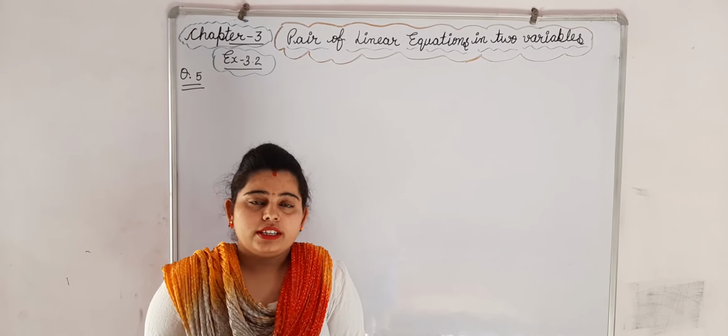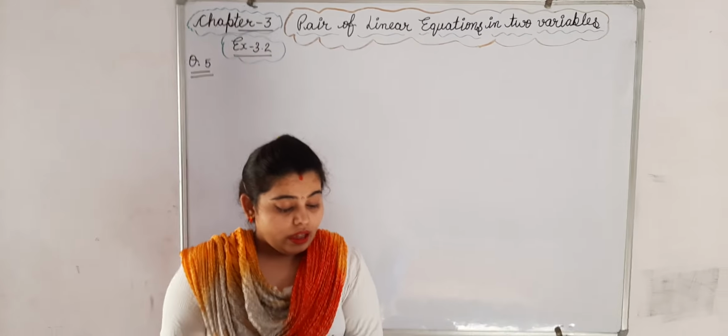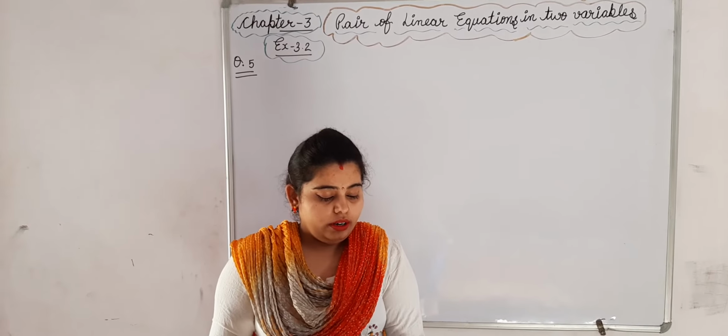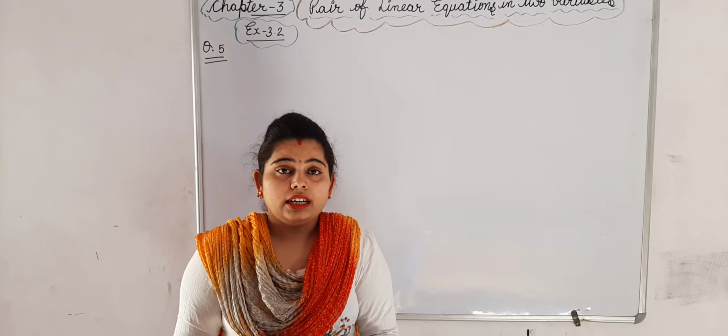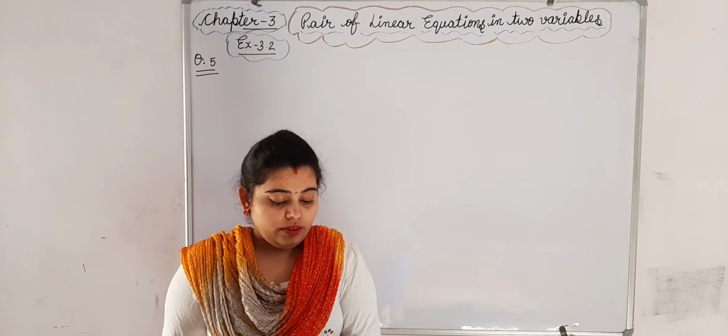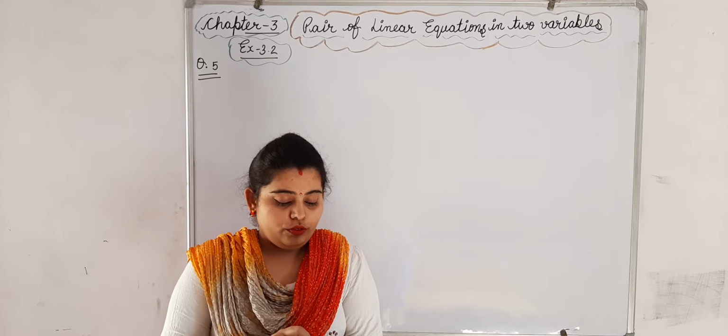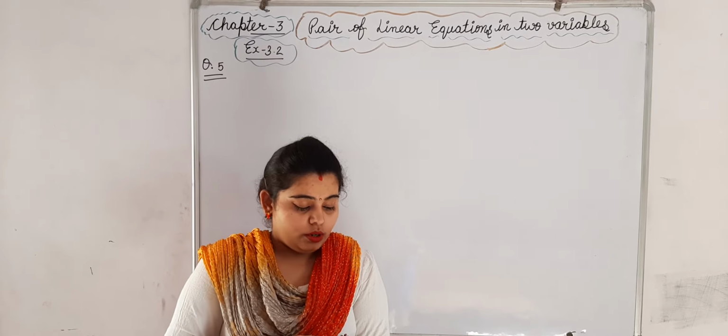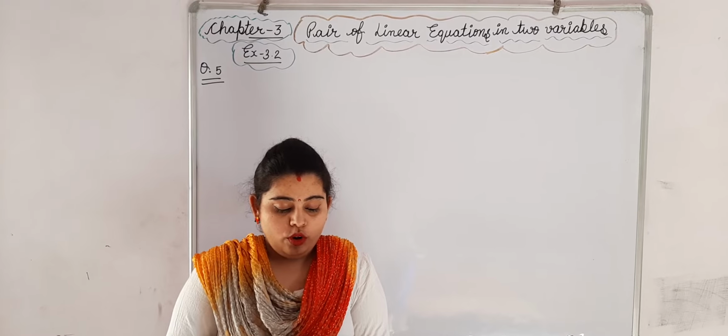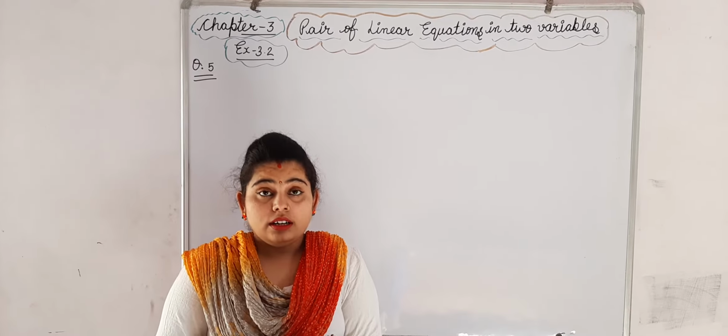Fifth question of exercise 3.2. Half the perimeter of a rectangular garden. What is given? A rectangular garden is given in which half the perimeter, means perimeter we have to find, and half of perimeter whose length is 4 meter more than its width.